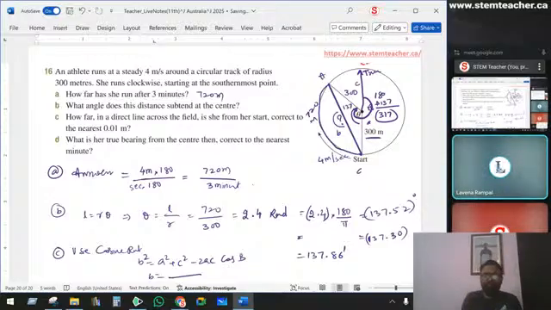Okay, so we'll see. We said clockwise direction, but I think it must be anti-clockwise direction. Just open and look up what true bearing is. You will get the answer easily.